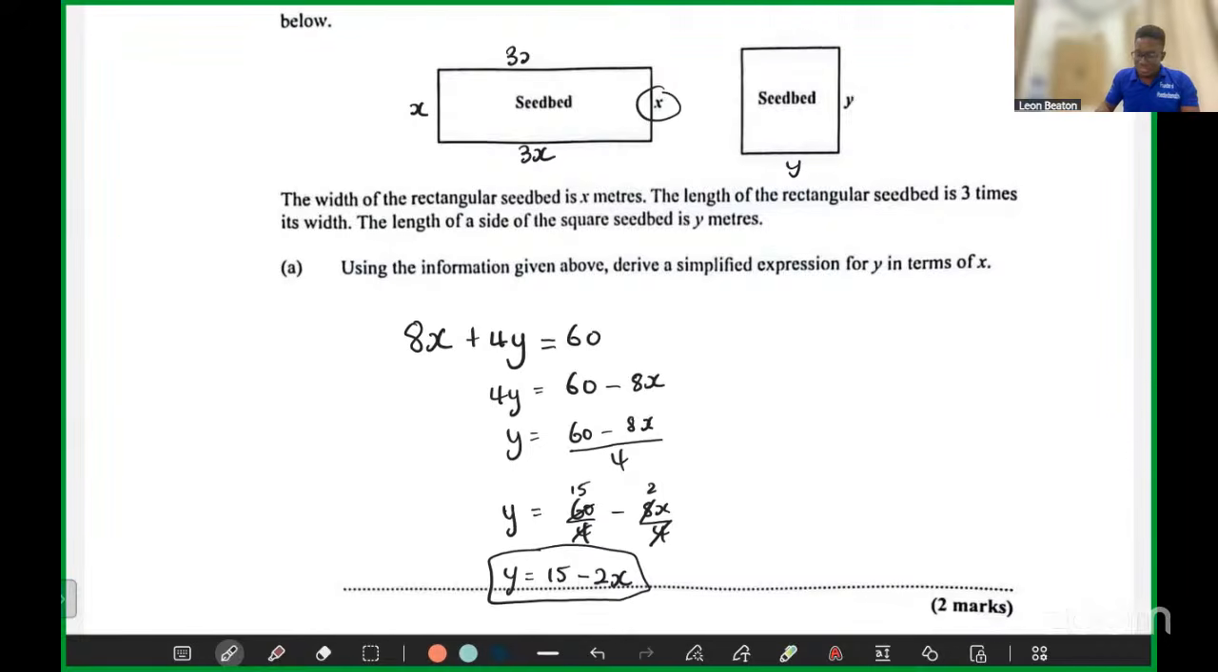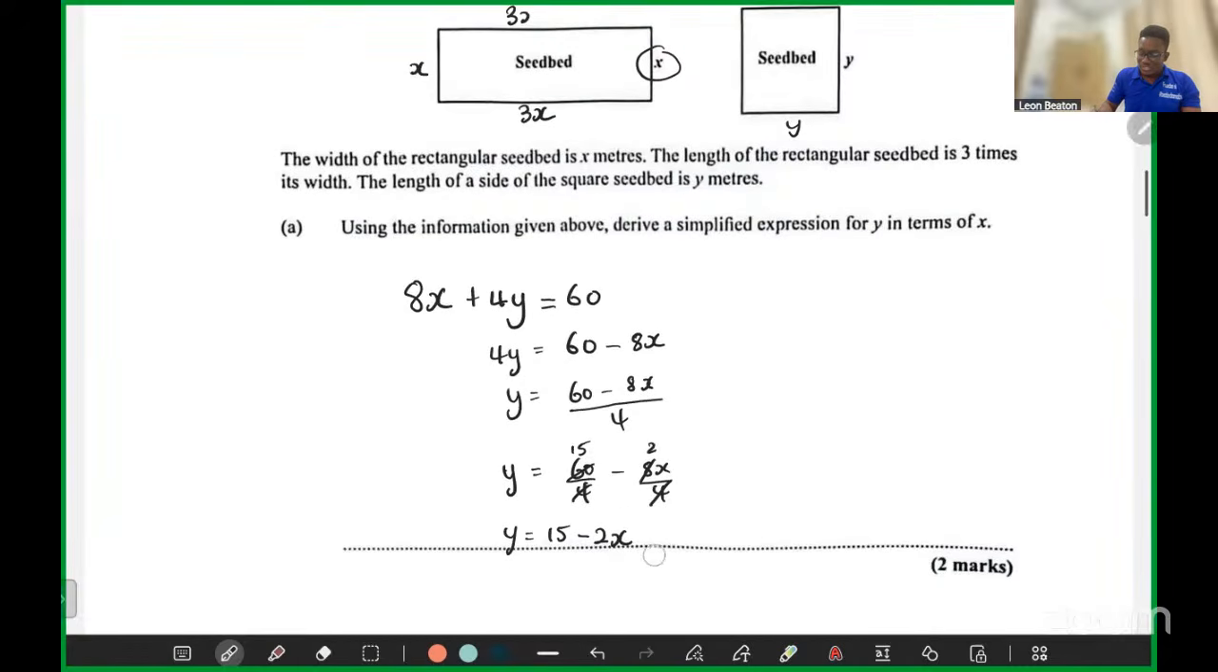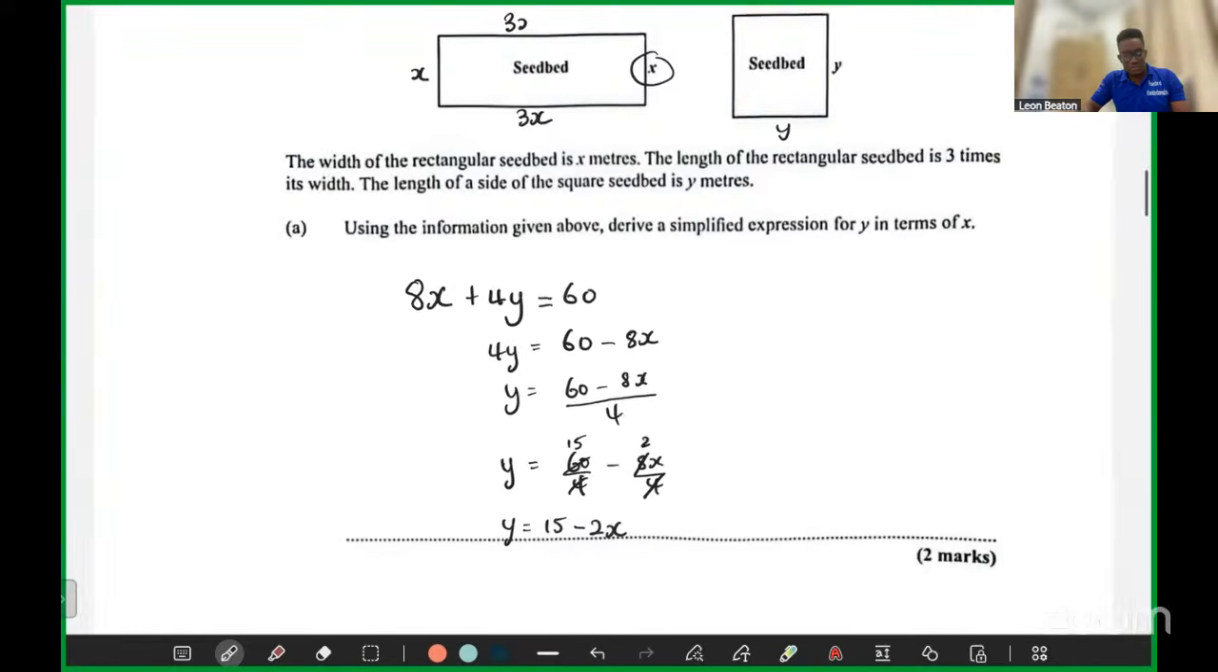Are we looking good? So the thing is, I'm assuming probably in a follow-up question, they'll tell us to solve for something. That's what they most times do.